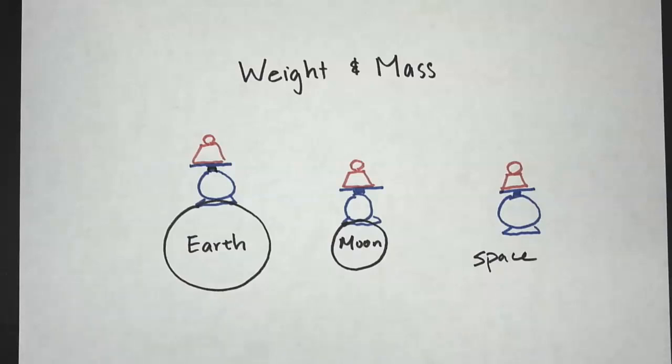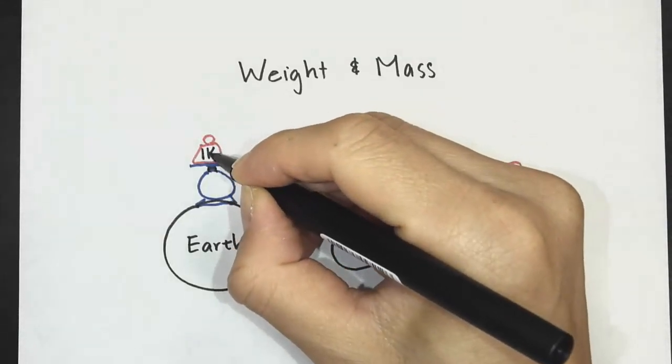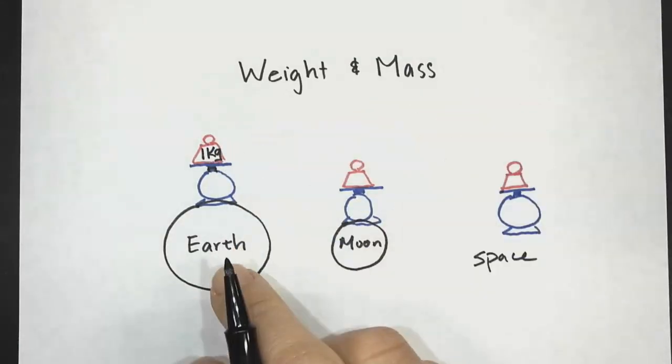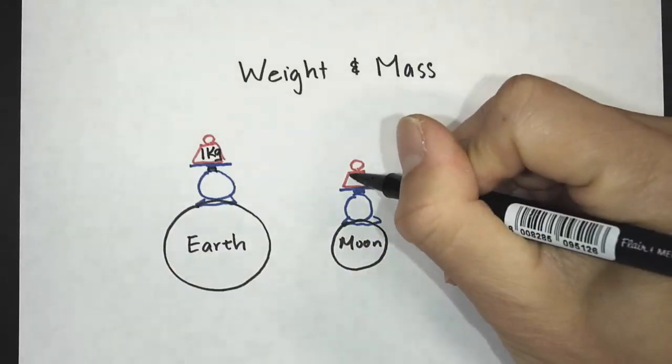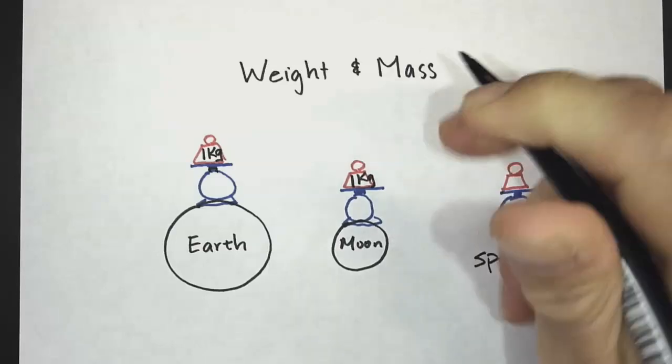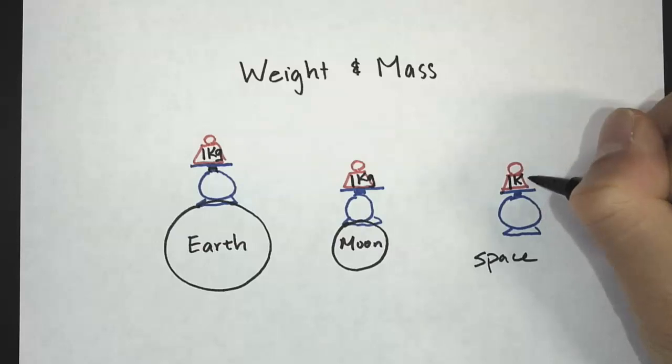In this video, we're going to compare the difference between weight and mass. Here I have a 1 kilogram mass. Right now it's on Earth. If I bring it to the moon, it will still be 1 kilogram. If I take it to space, it will still be 1 kilogram.